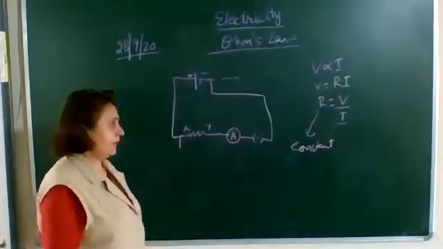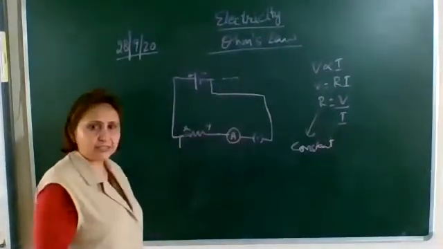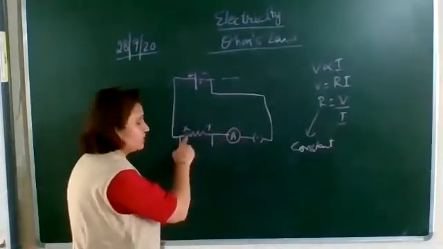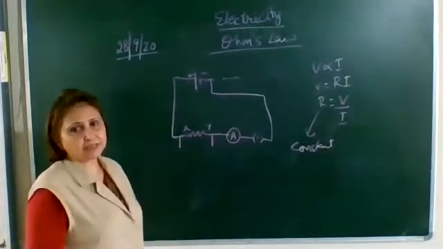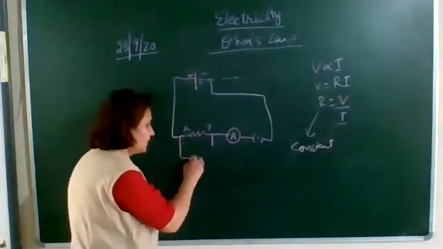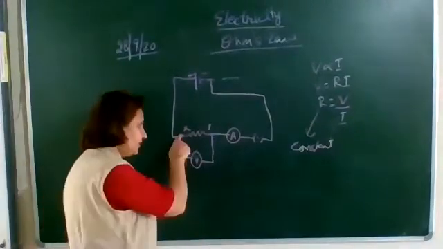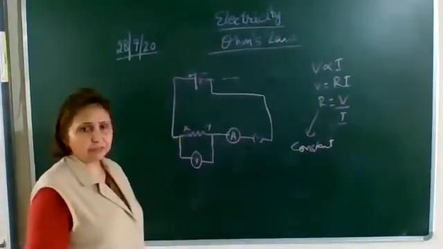We know that the ammeter measures the current and the ammeter is always connected in series, one after the other. Okay, and when we have to measure the potential difference across this nichrome wire, we need a voltmeter. And we know that the voltmeter is connected in parallel. So between these 2 points, we have to find out the potential difference.